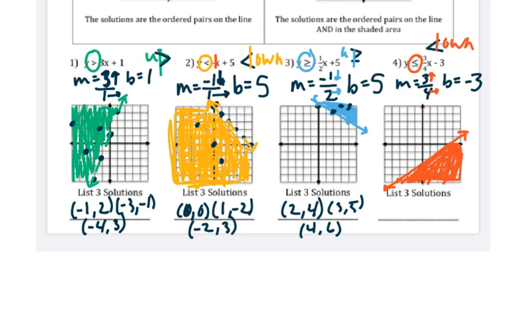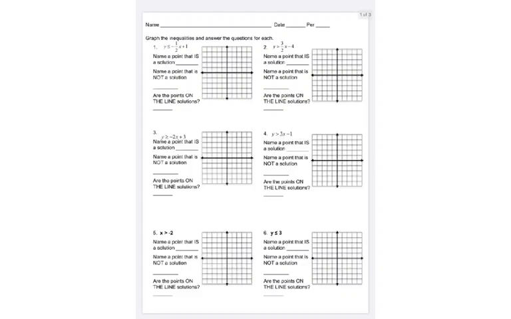So any ordered pair, let's go 1, comma, -3. That's in the colored area. Whoops, not -1. 2, comma, -4. That's in the colored area. 0, comma, -3. That's in my colored area. Anything in the colored area is a solution of my equation. Easy. Whew, let's flip. Next page.